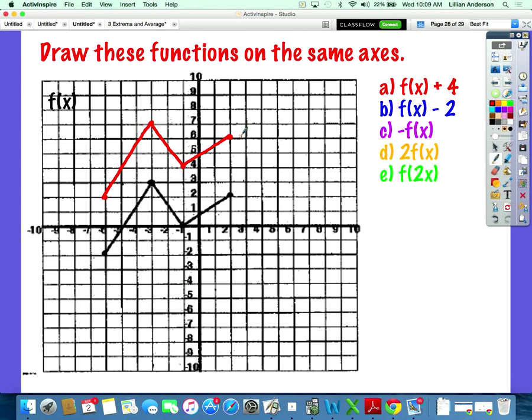If they give you points, they're using that as a reference. F of x minus 2 means what? It's outside of parentheses. Down 2, that's right. So everything goes down 2. Down 2. Down 2. Down 2.